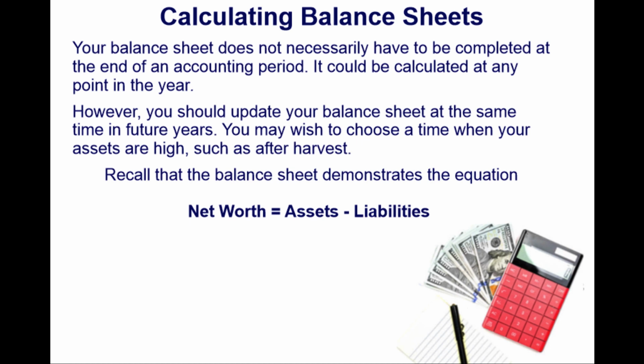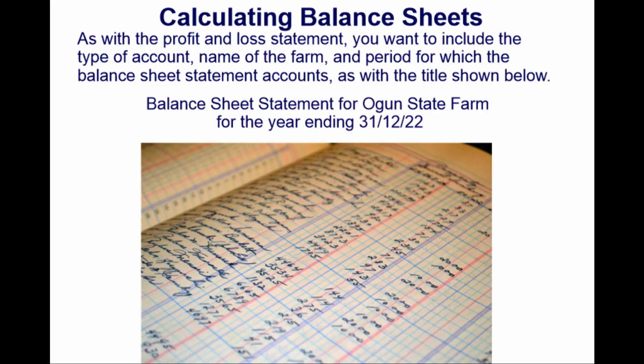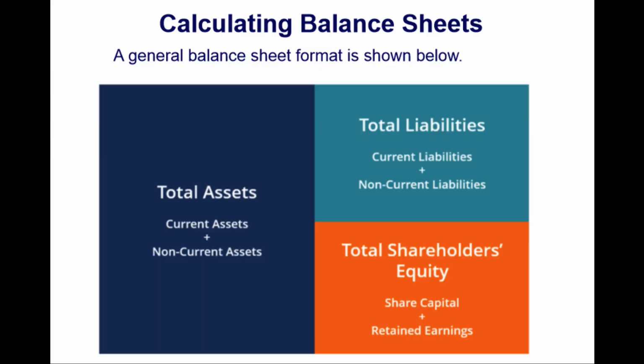Recall that the balance sheet demonstrates the equation net worth equals assets minus liabilities. As with the profit and loss statement, you want to include the type of account, name of the farm, and period for which the balance sheet statement accounts, as with the title shown below. Balance sheet statement for Ogun State Farm for the year ending 31/12/22. A general balance sheet format is shown below.